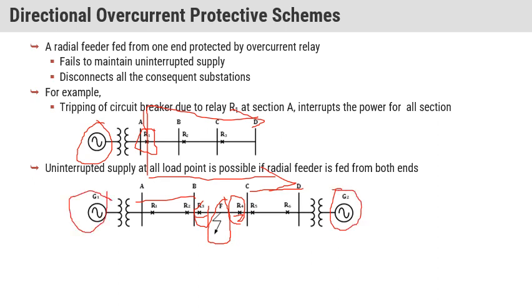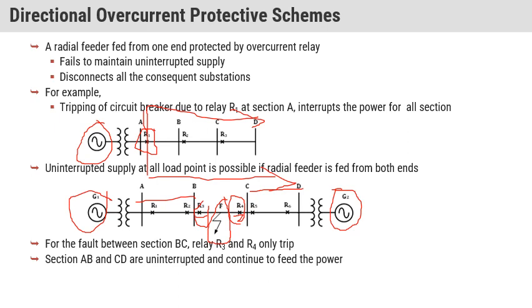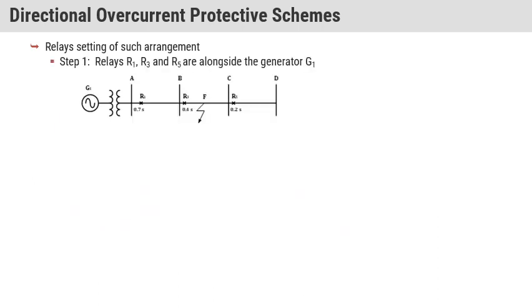So if we use a single-ended or single-feed system, it creates some disadvantages, and if we feed from both ends, you can clearly see that we have an advantage: not all the parts suffer a blackout. For a fault between section BC, relays R3 and R4 only trip, and sections AB and CD are uninterrupted and continue to feed the power. Now, the relay settings of such arrangements.